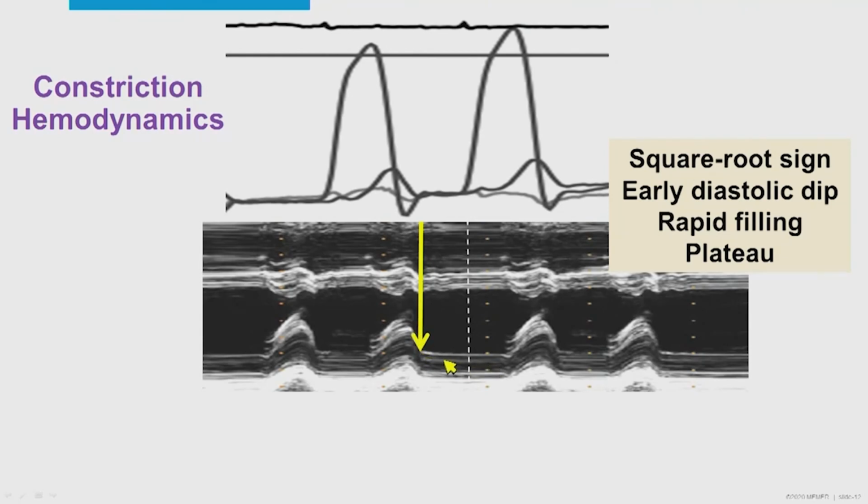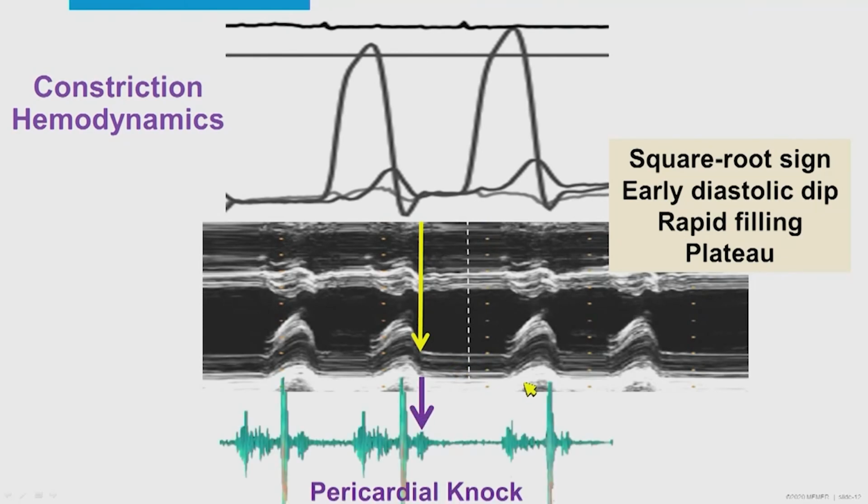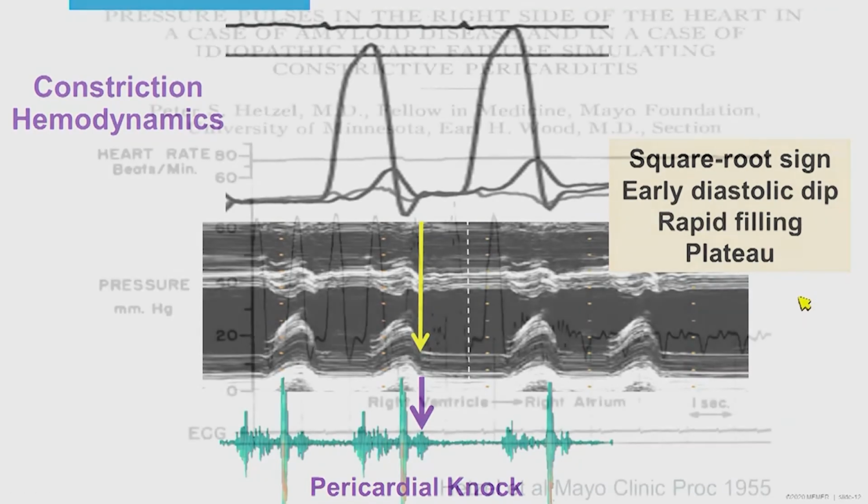then plateaus. And this is when we hear a third heart sound called pericardial knock, because of the very rapid flow coming from the atrium to the ventricle and hitting the wall of the ventricle and then plateau. And that's when we hear the third heart sound we call pericardial knock in patients with constriction. But we also hear, not the same sounds, but third heart sounds in patients with restrictive cardiomyopathy because of the similar type of rapid filling of the ventricle.